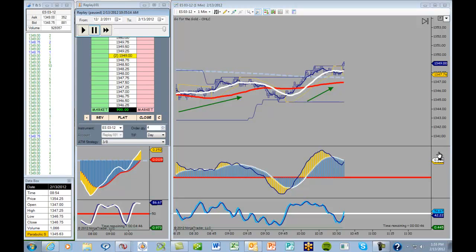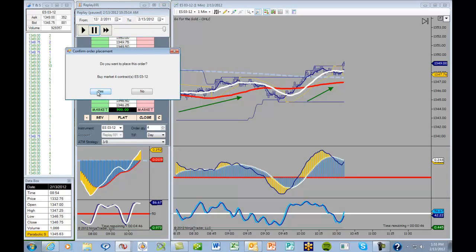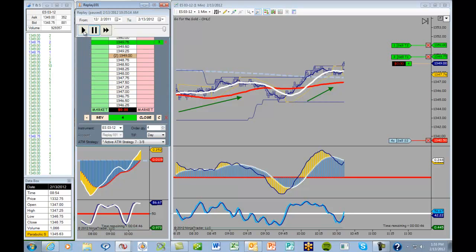Okay. Breaking to the upside. We already had the white above the red. Now I got the blue breaking above the white. Don't quite have the crossover here, but we've got the stochastic coming up. And we're looking still pretty bullish over here on this side. So I'm going to go ahead and get long. And let's start it up.